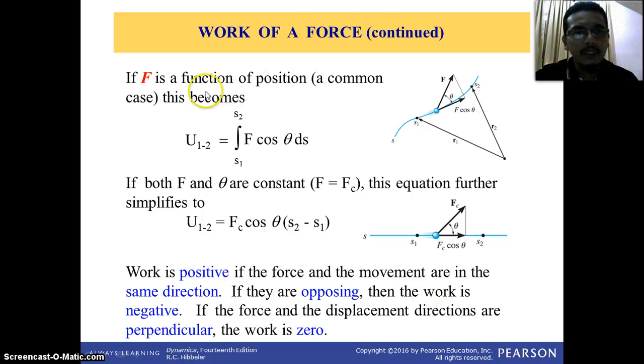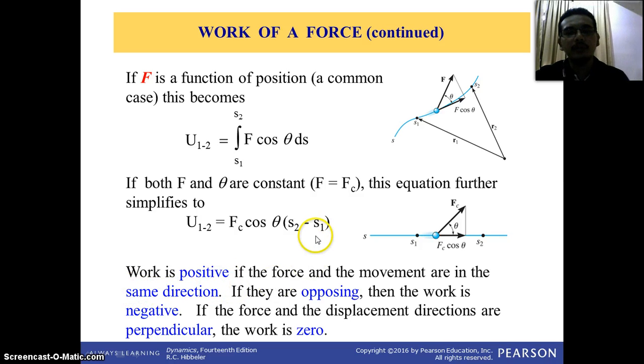If F is a function of position, a common case, this becomes U12 equals the integral of F cos theta ds. If both F and theta are constant, so the force is a constant, this equation further simplifies to force multiplied by cos theta multiplied by the distance s2 minus s1. Work is positive if the force and movement are in the same direction. If they are opposing, the work is negative. If the force and displacement directions are perpendicular, the work is 0, because cos 90 becomes 0.